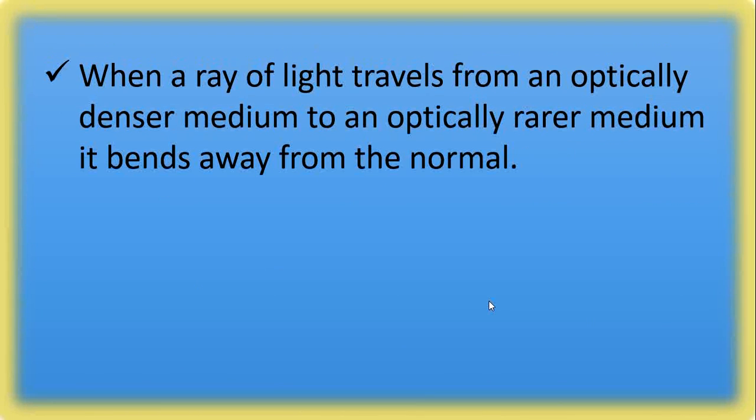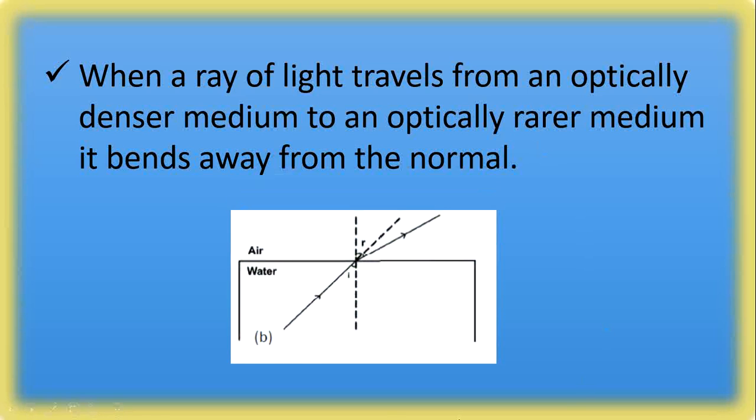Now in the second case, when a ray of light travels from an optically denser medium to an optically rarer medium, it bends away from the normal. When a ray of light travels from a denser to a rarer medium, it bends away from the normal. See this diagram. A light ray travels from water to air. While traveling from water to air, it bends away from the normal.